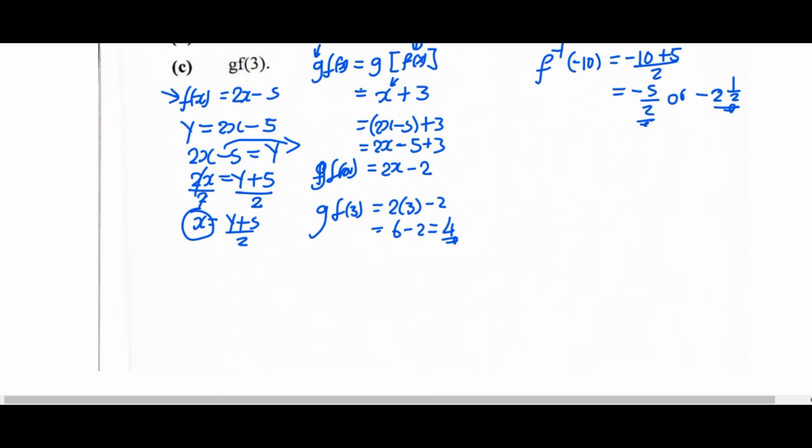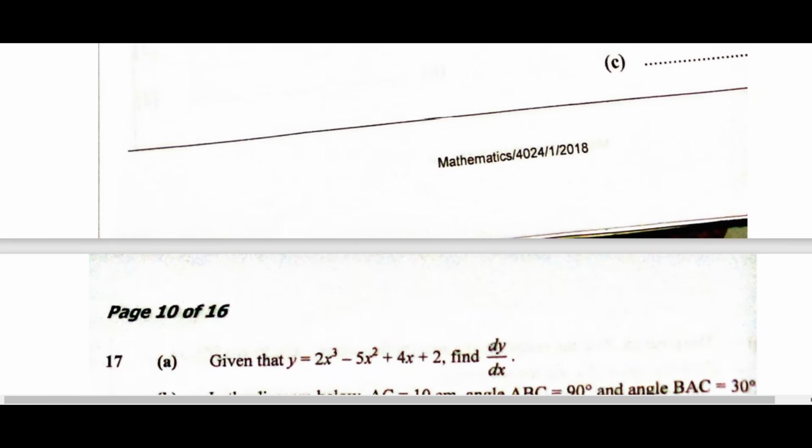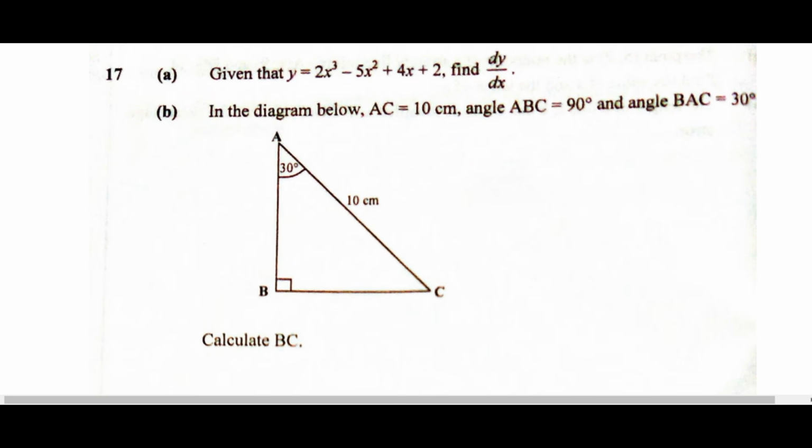Then we move on to question 17. Given that y is equal to 2x raised to the power 3 minus 5x squared plus 4x plus 2, find dy over dx. So we are differentiating. So the original equation is y is equal to, so we are finding the first derivative of this equation here.